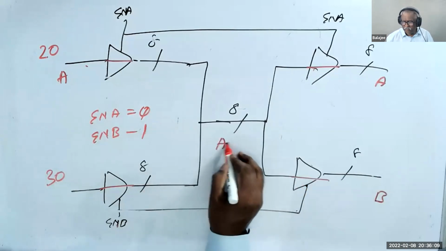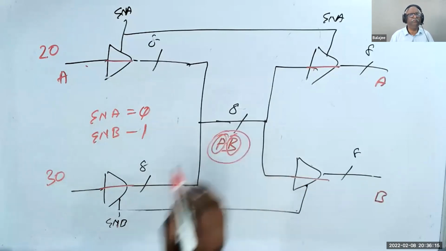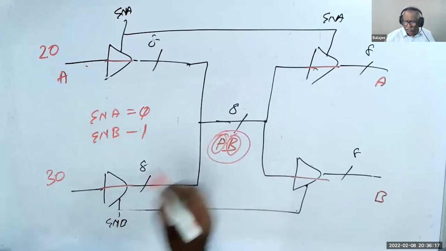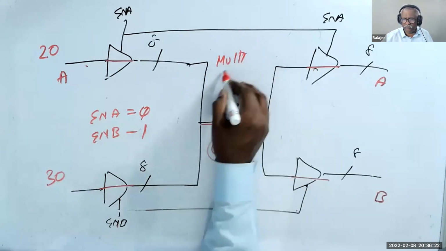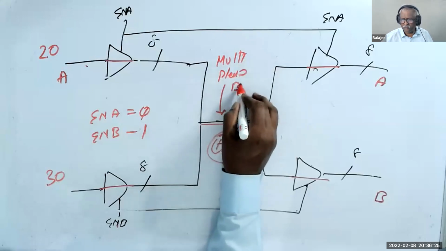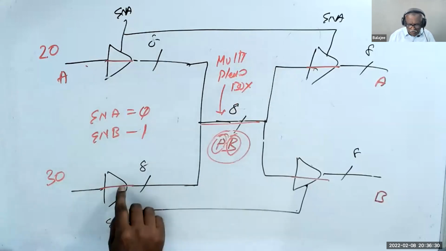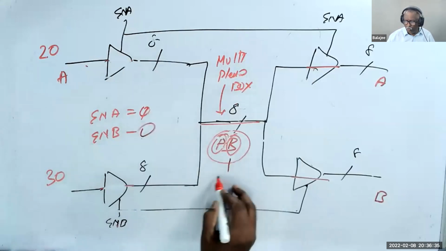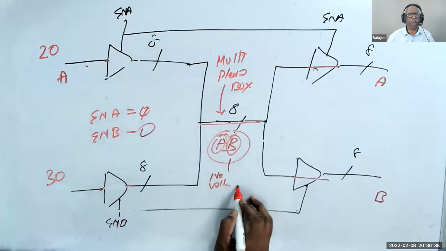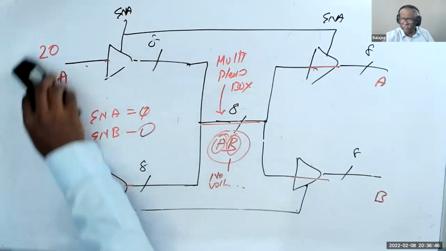But this is called AB. This will act as A for some time, B for some time. That's why we call this AB. We call this a multiplexed bus. That means the bus will act as A or B sometimes, depending on which switch is on. When both are 0, this guy has no voltage. So please understand. I'll give you one more application, how it is happening. Now you understand.